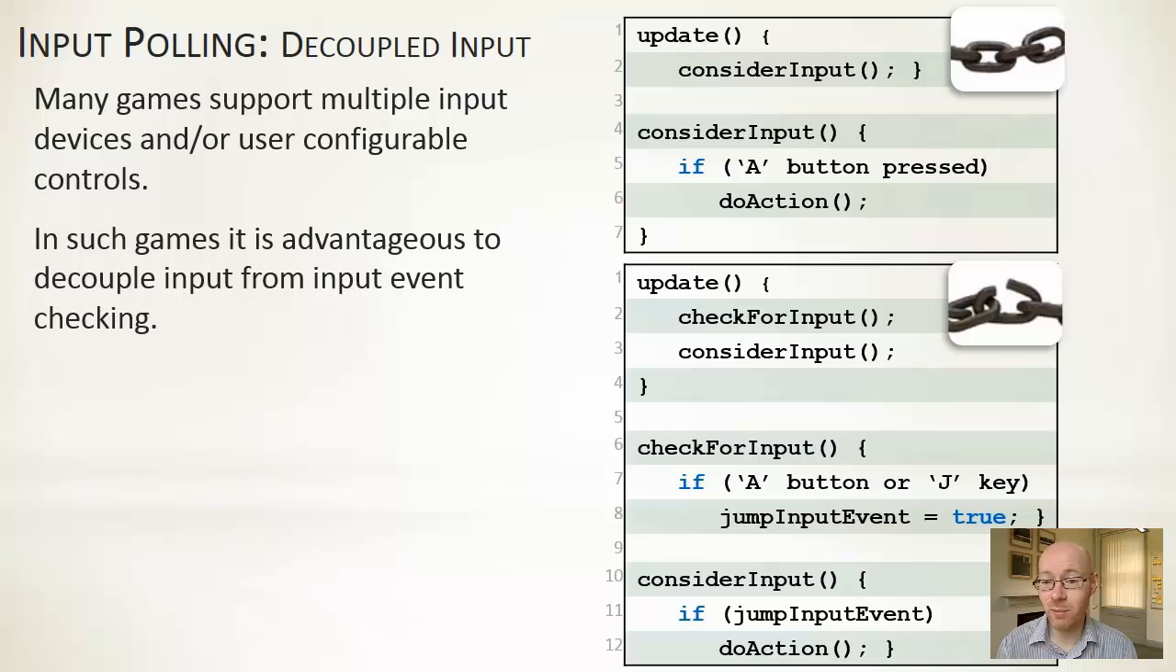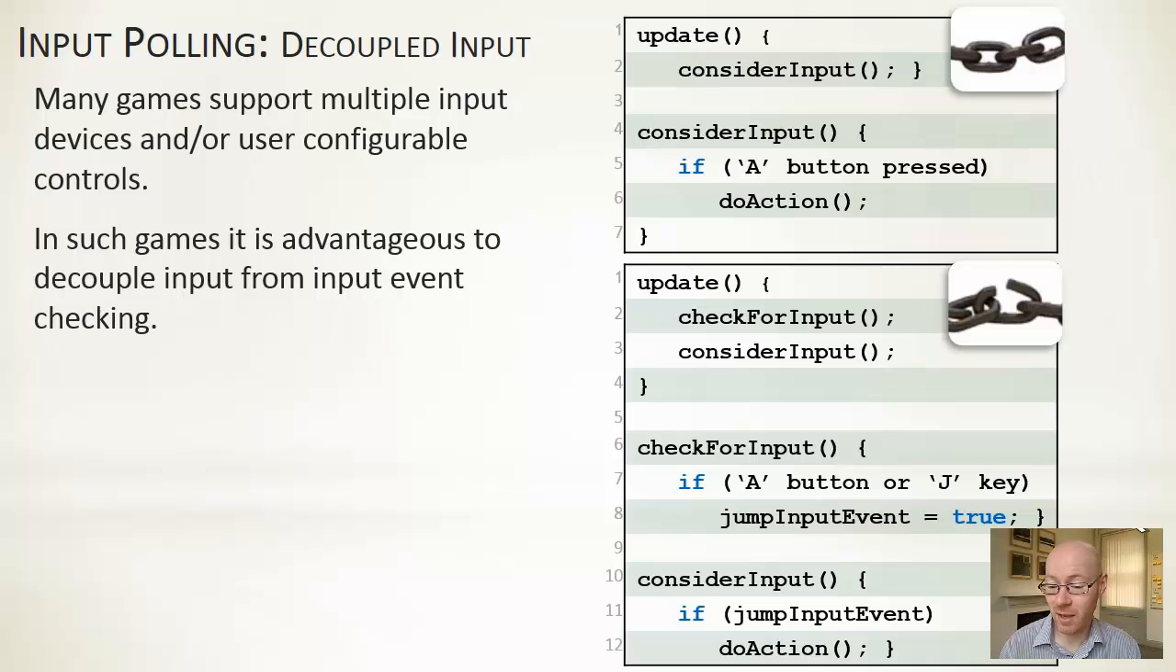So we're considering our input. If the A button is pressed, then we do whatever action we want to do, with our prerequisites applied to it. So the two things are coupled together: the action is coupled to the A button being pressed. The example down in the bottom is where we have it decoupled, where we are basically checking for input first of all.